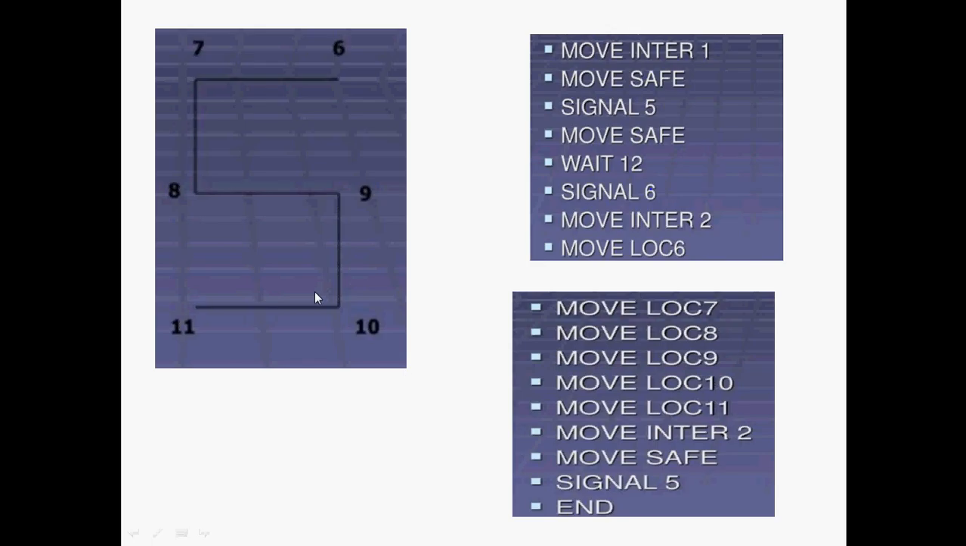It is a local level language that we are writing in Val 1 programming. It is useful for robots developed by this robot company. Then we use move enter 2 and it goes back to the position, then move safe, then signal 5, which is the signal from the sensor, and then the end of the program.